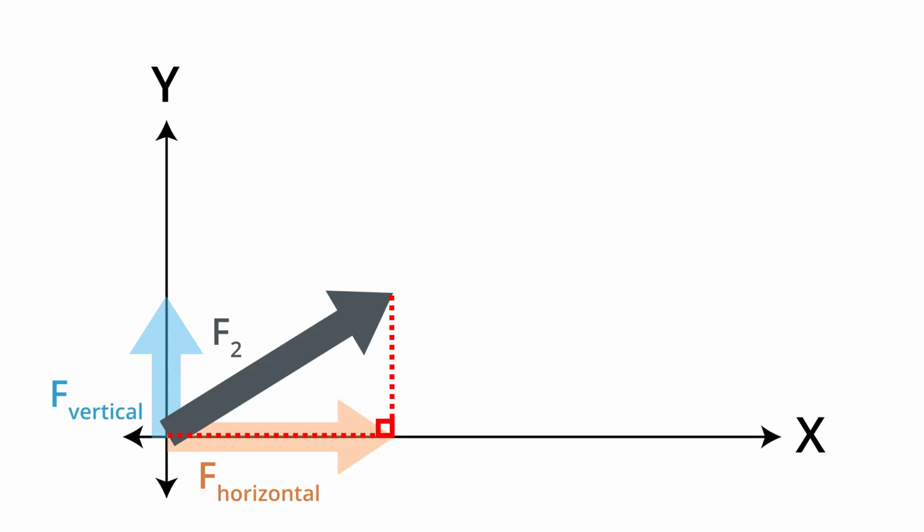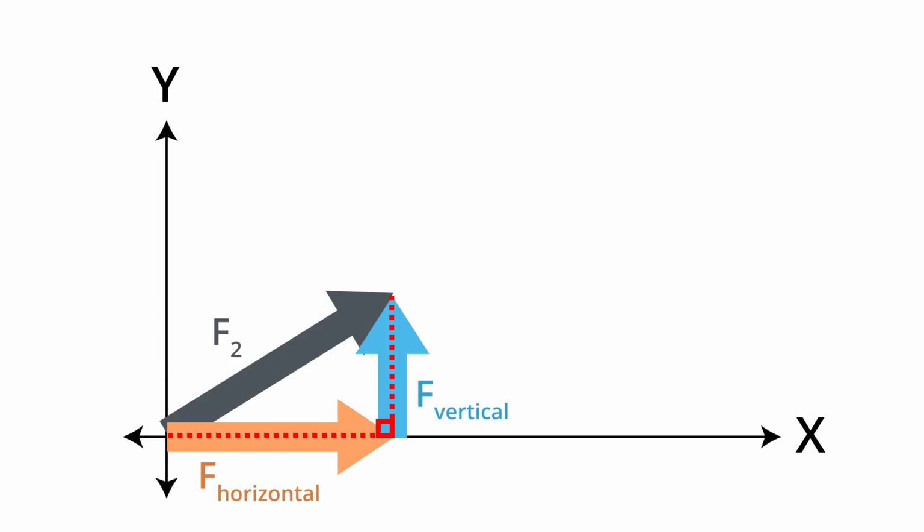One can show mathematically that the length of the horizontal edge of the resulting triangle is proportional to the horizontal component of the force F2. Similarly, the vertical edge of the triangle is proportional to the vertical force component. In this case, the horizontal component of the force is clearly much larger than the vertical one.